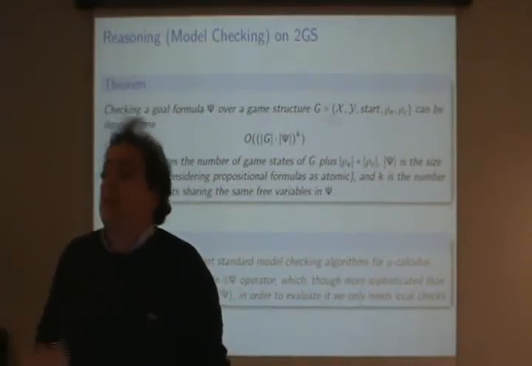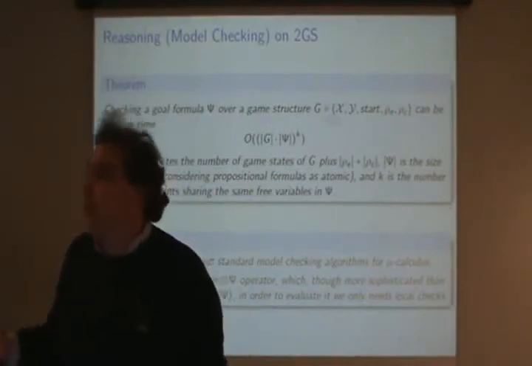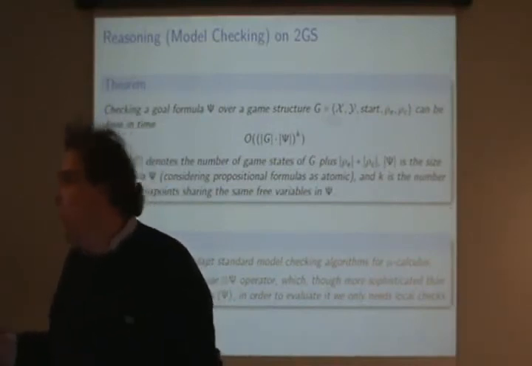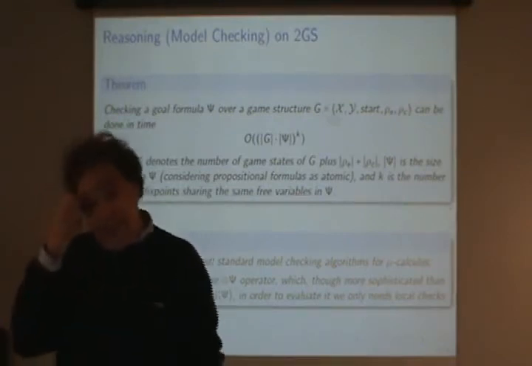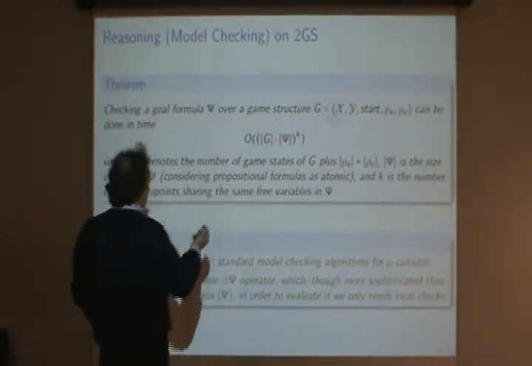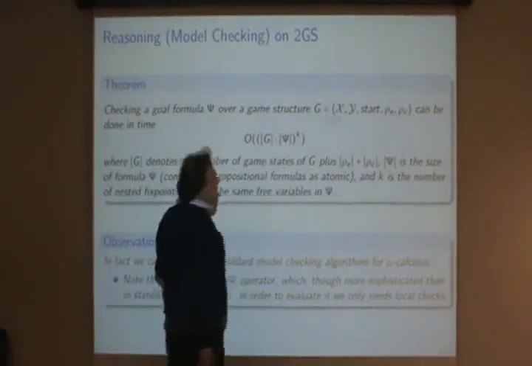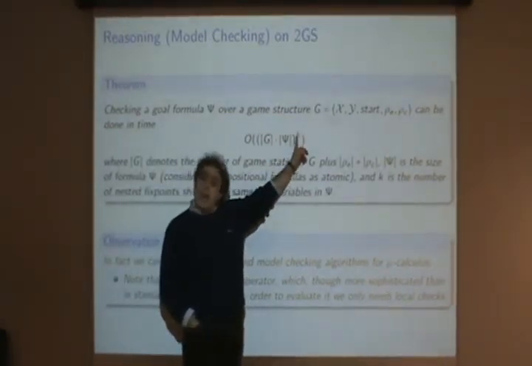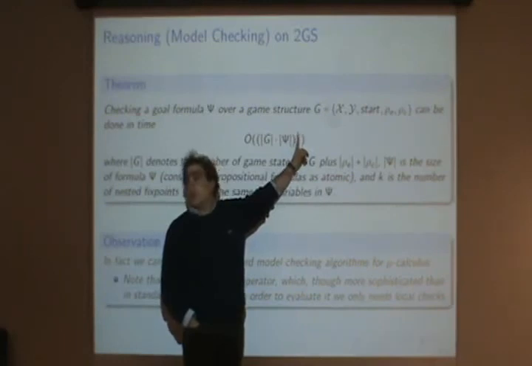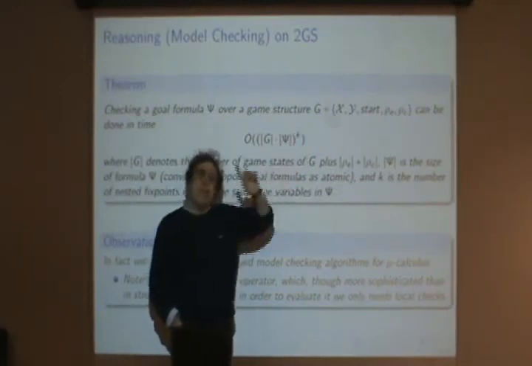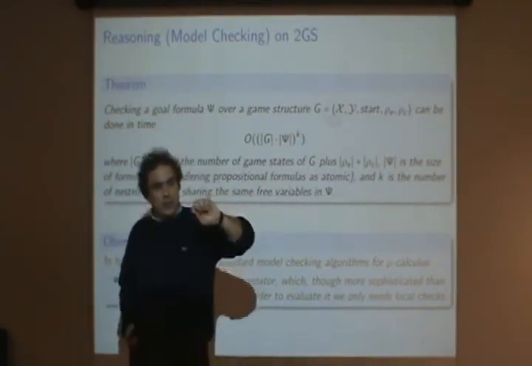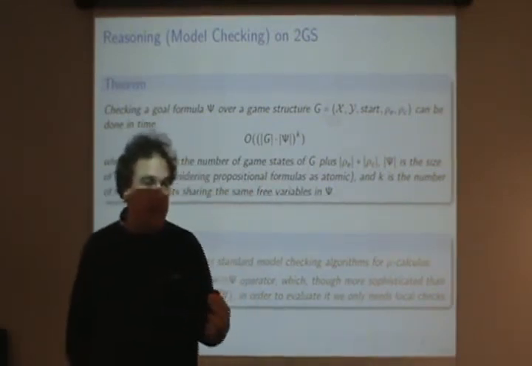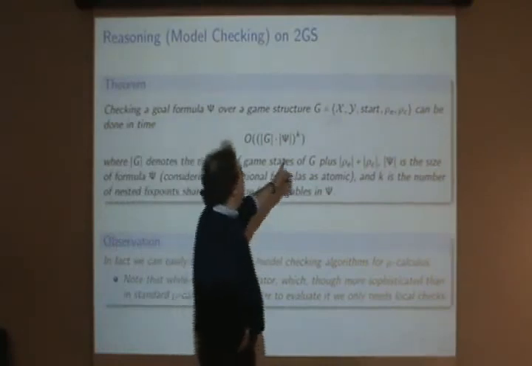Complexity is good. It's the same complexity as the Mu calculus. It essentially says that it's polynomial in the size of the structure and the size of the formula. Actually, there is a difficulty here, and it's the alternation of the fixed points. If you have a greatest fixed point and a least fixed point, this will increase the complexity. So you have to count the number of alternations.